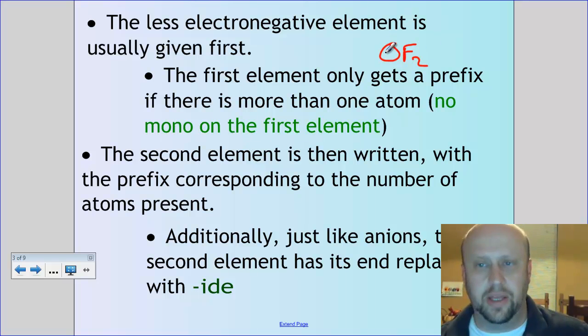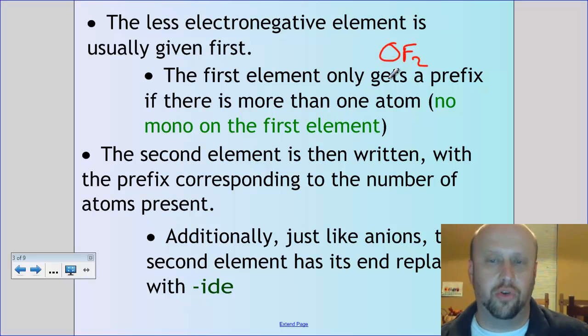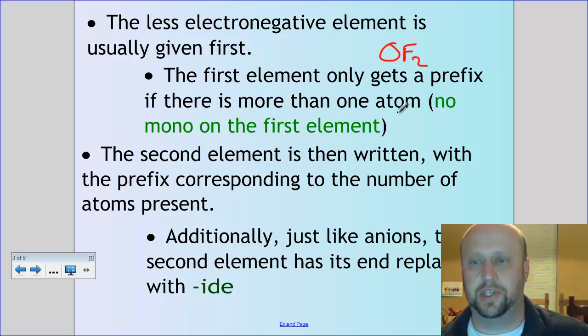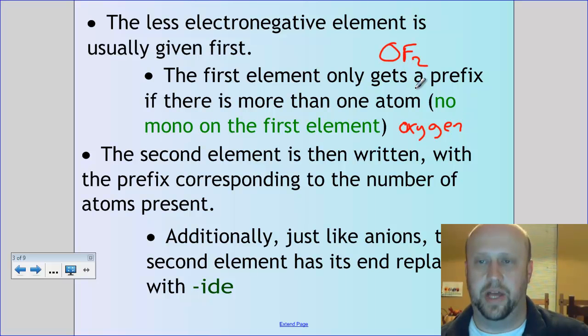You don't do anything to the first name. You leave it as it is. And you give it a prefix if it has more than one. Now, a lot of the time, the first element is only going to have one thing. Remember, if it doesn't have a subscript, it only has one. If that's the case, it does not get a prefix. You don't put a mono in front of the first thing. You leave it as it is. So I would start this compound out, and the first thing that I would write would be that it's oxygen. That's the first part.